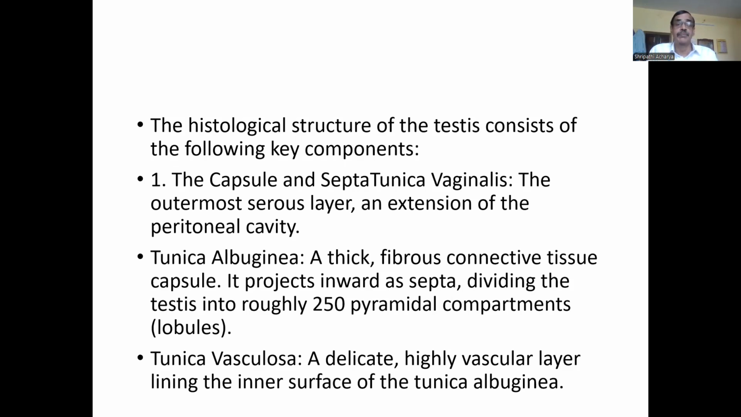The capsule and septa. Tunica vaginalis, the outermost serous layer, an extension of the peritoneal cavity. Tunica albuginea, a thick fibrous connective tissue capsule. It projects inward as septa, dividing the testis into roughly two hundred pyramidal compartments, lobules. Tunica vasculosa, a delicate, highly vascular layer lining the inner surface of the tunica albuginea.